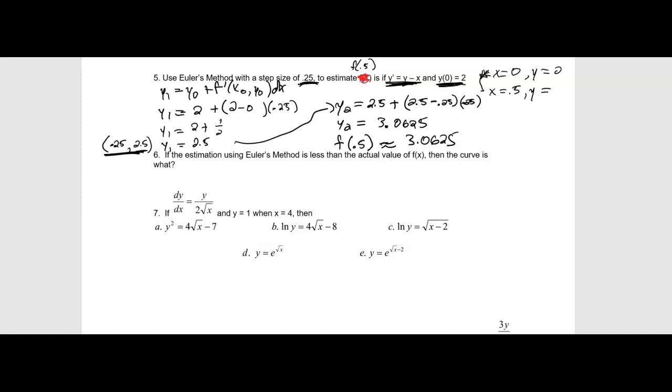6, we've already mentioned it a little bit. Using Euler's method, if it's less than the actual value, that tells us that we are concave up because we're stringing these little line segments together. It's like a better approximation than the tangent line. So if the curve is concave up, our line is underneath. So the Euler's method approximation being less than the actual value means our curve is concave up.